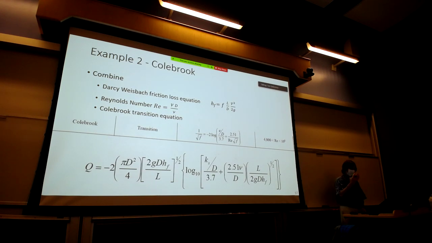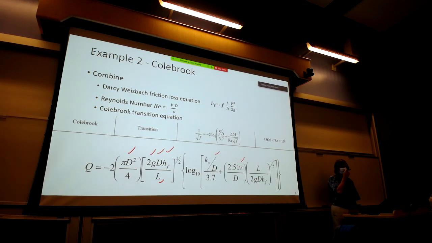And again, by combining these three equations, what you have is the discharge is equal to, if you look at the right-hand side, we know the pipe diameter, acceleration due to gravity we know, friction loss we know, pipe length we know, relative roughness we know, kinematic viscosity we know. We know everything on the right-hand side. So that's the beauty of these equations.